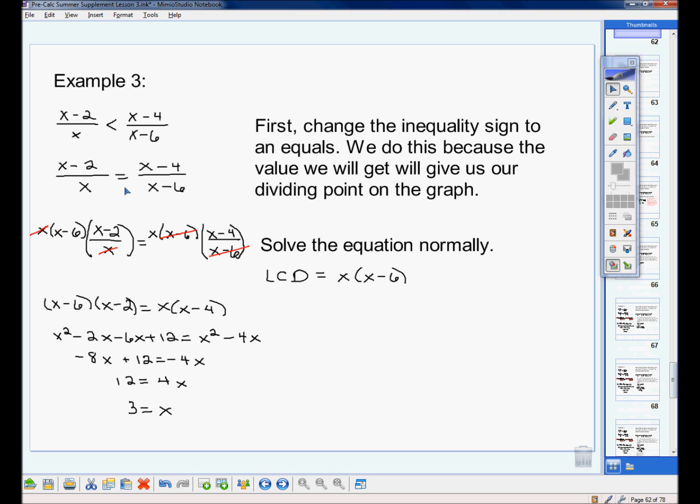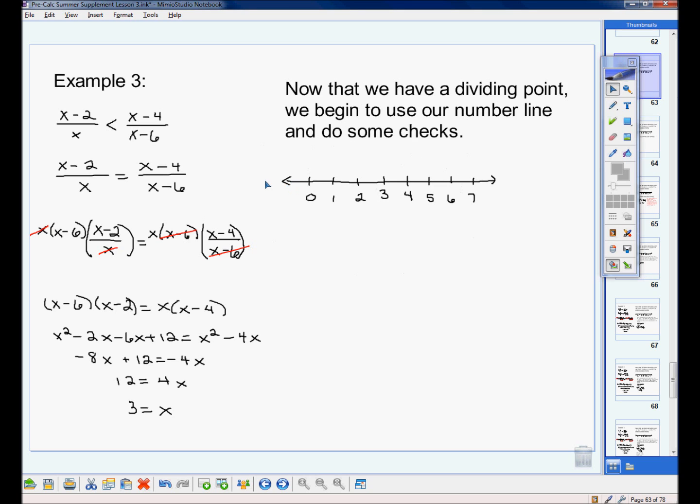Whenever you have an inequality, you can graph the solution on a number line. So we're going to set up a number line and make sure that we include 3 on it and some points to the right and to the left. There's our number line. We've got 3 on it. We have our dividing point, the number 3, and we begin to check points to find out what is included in the solution and what is not included in the solution.